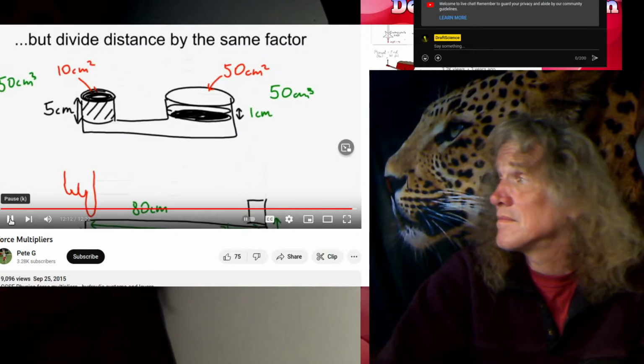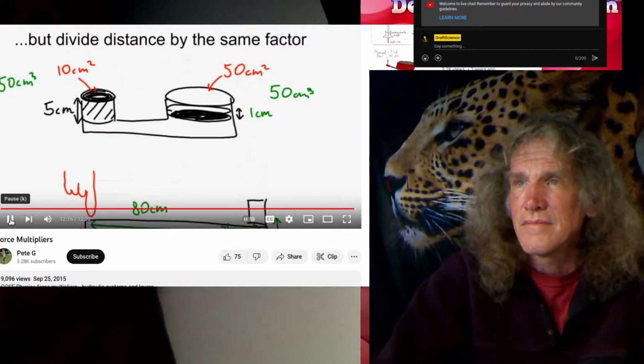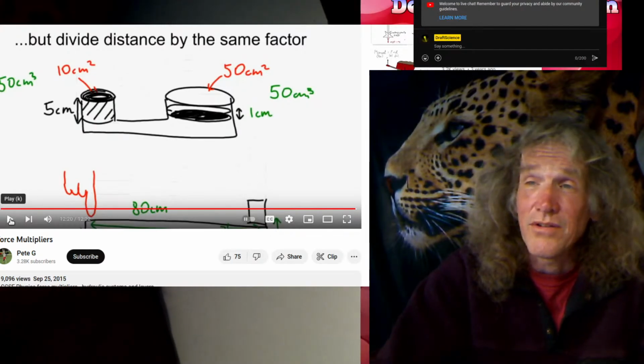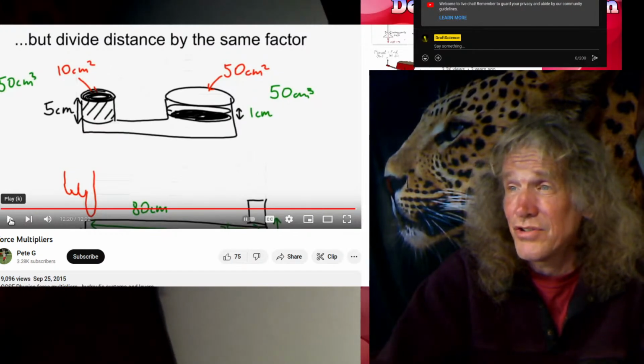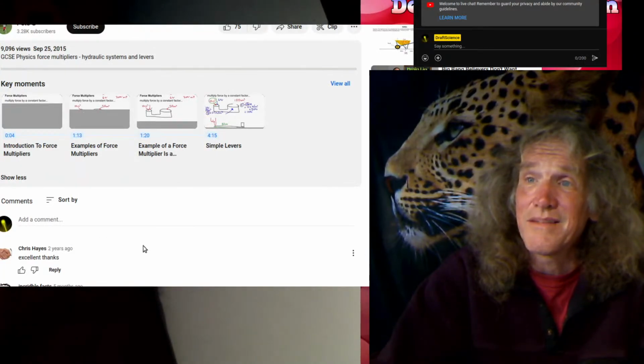The multiplying force is by losing distance travelled. Hope that's been helpful and clears up what force multipliers are. So again, this is what they're teaching, and it's just junk. So there isn't much here.